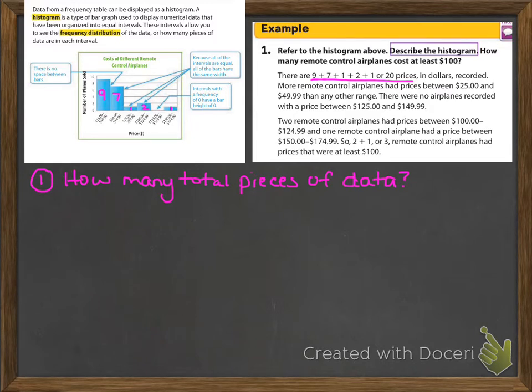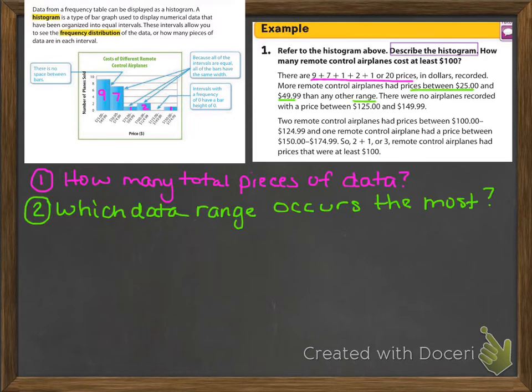So the second thing that you want to note in your description, more remote control airplanes had prices between $25 and $49.99 than any other range. So what are we talking about here? Well, we're talking about the mode. So if you're going to talk about which one occurs the most, then you also want to think about talking about which one occurs the least. So the next sentence here says there were no airplanes recorded with a price between $125 and $149.99.